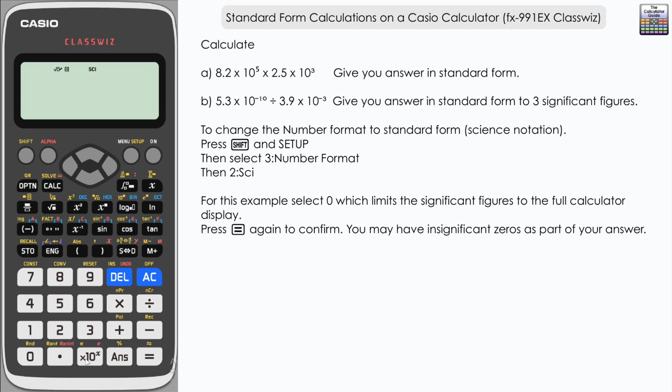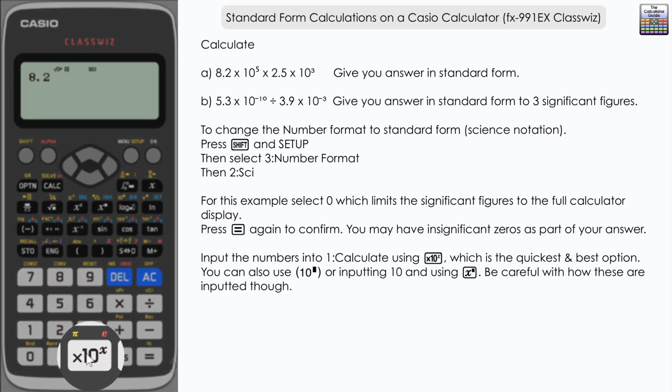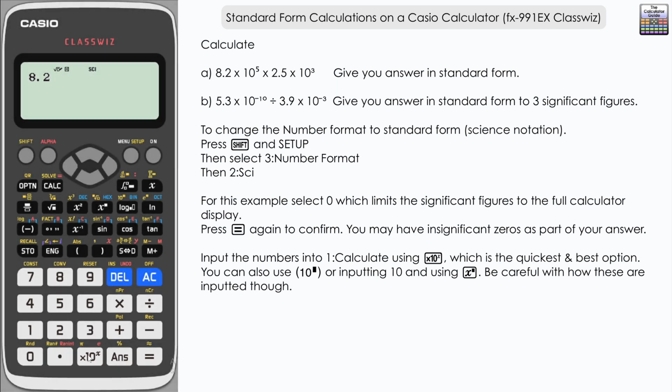Let's input the calculation, 8.2. Now there's in fact 3 different ways in which we can input the power of 10 there. Now the quickest, most convenient and best way of doing that is to use the dedicated button that we have here at the bottom, times 10 to the power of. It also helps to avoid the potential for an error, which I will show you when we do part B, the divide question.